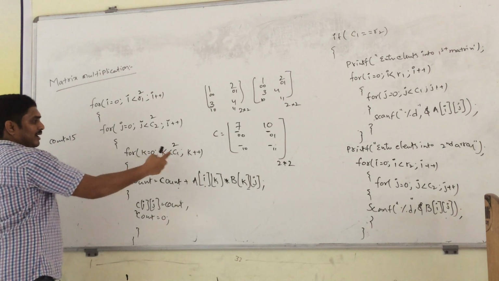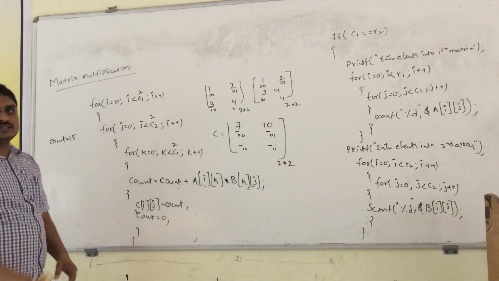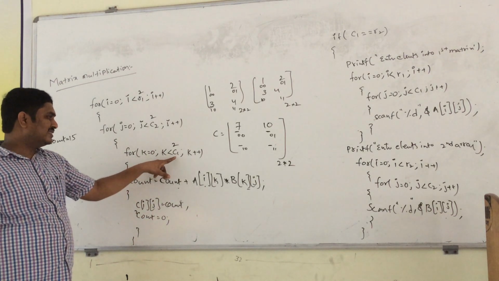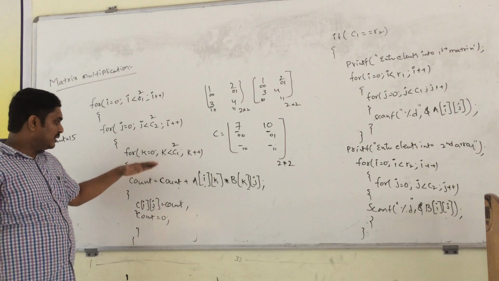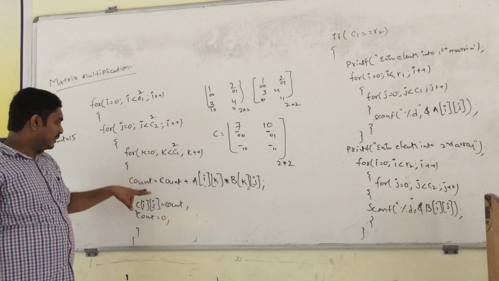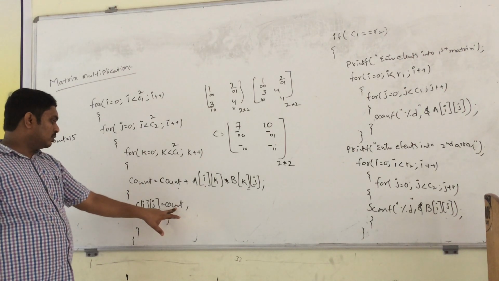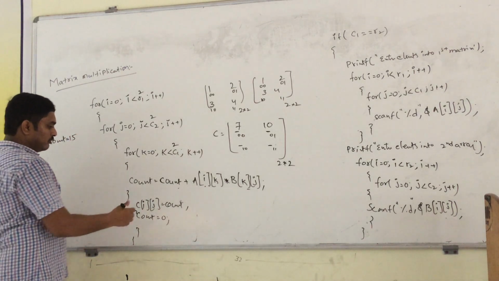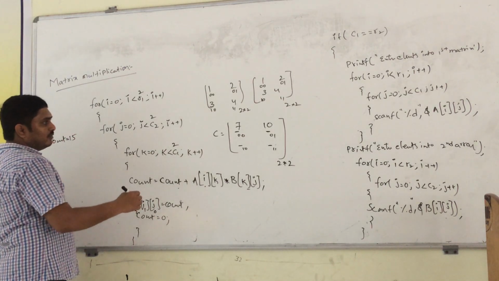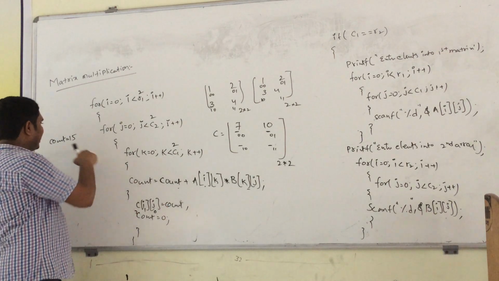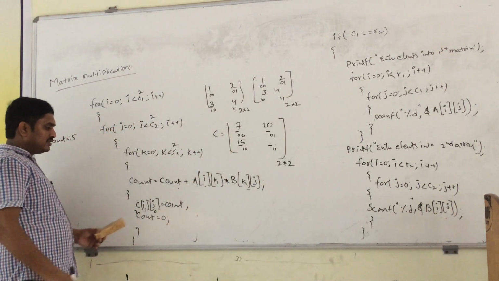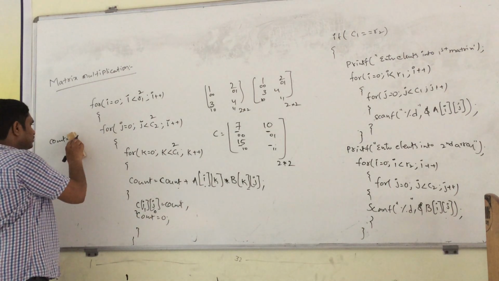Loop ends. Then k value increments. Already k is equal to 1. After the incrementation, k will become 2. 2 less than 2, condition false. Then it terminates the loop. Then the count is stored in C of i j. i value 1, j value 0. In 1 0 position, the count value is 15. That 15 is stored at 1 0 position in C, and the count will become 0.